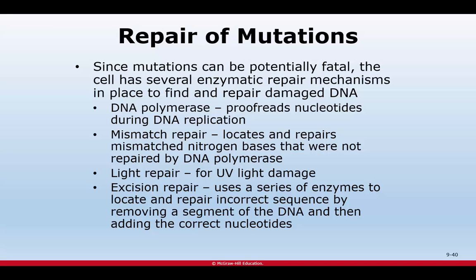Mutations can often be fatal, so the cell has some enzymatic repair mechanisms to find these mutations and try to repair the damaged DNA. DNA polymerase proofreads the nucleotides during DNA replication. It also helps to locate and repair mismatched nitrogen bases. Light repair happens for UV light damage, and then there's excision repair, where a series of enzymes locate and repair these incorrect sequences by removing them and adding the correct nucleotides where they need to be put.